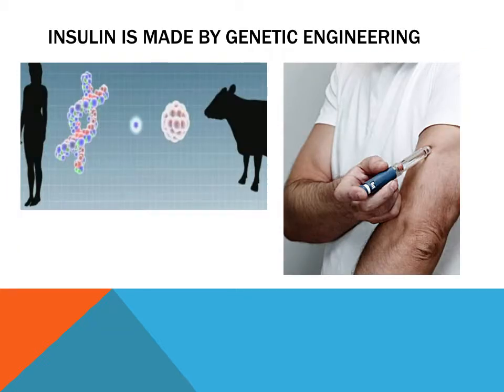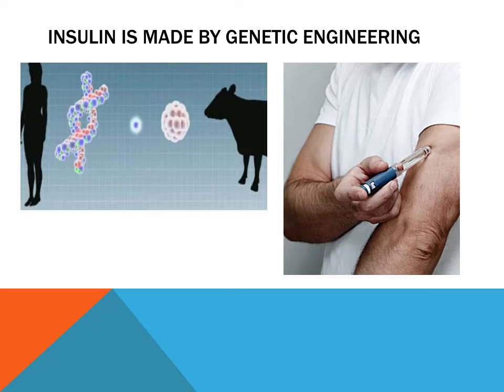Another way we use genetic engineering is to use animals to our benefit. For example, many people have to take insulin shots because of diabetes. And now insulin is a protein, I believe, that is produced only by humans.